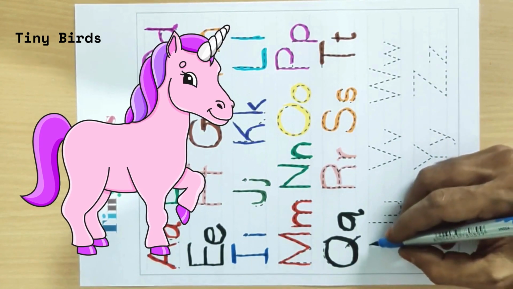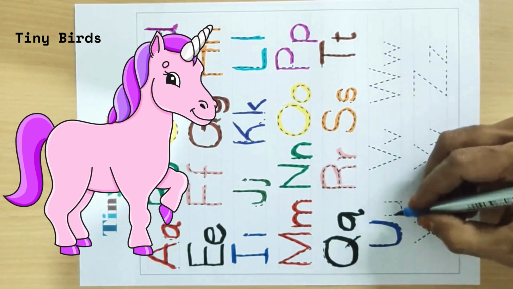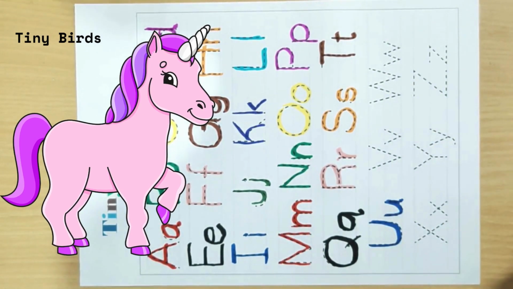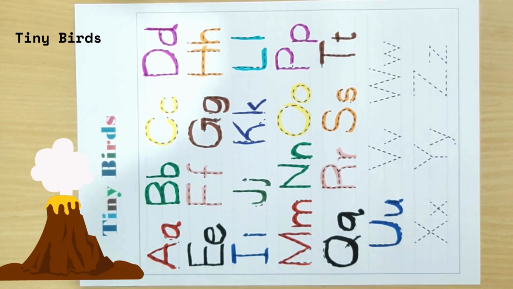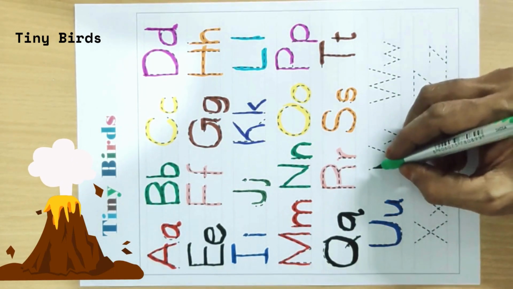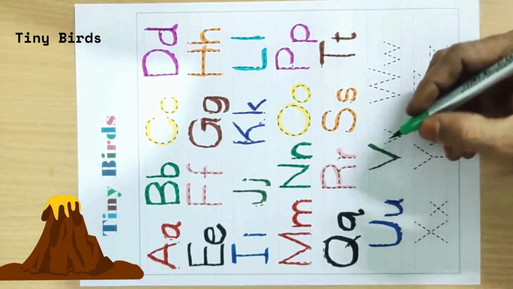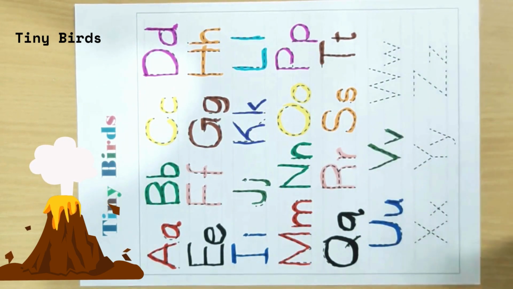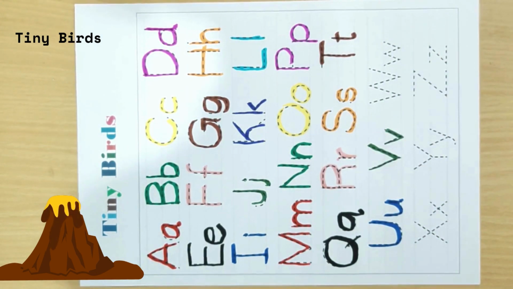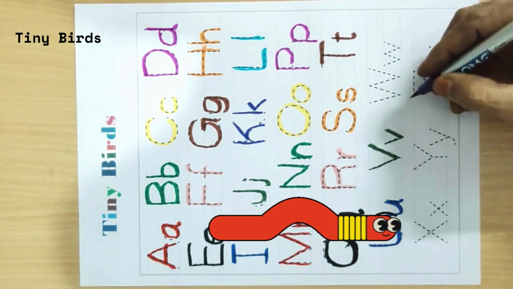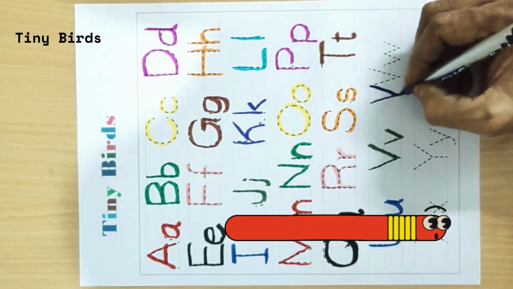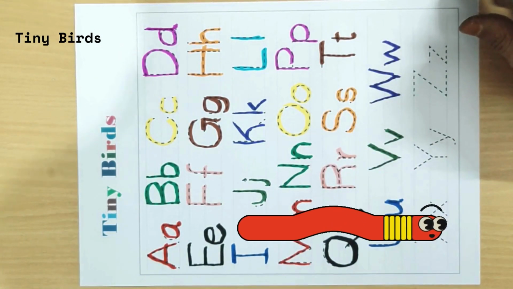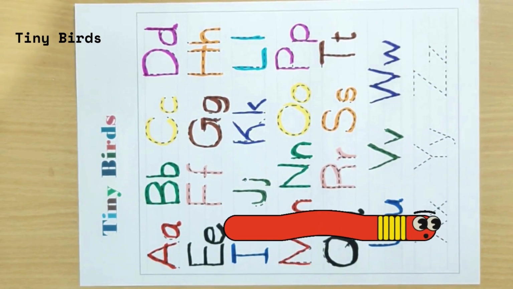U. U for unicorn. V. V for volcano. W. W for worm.